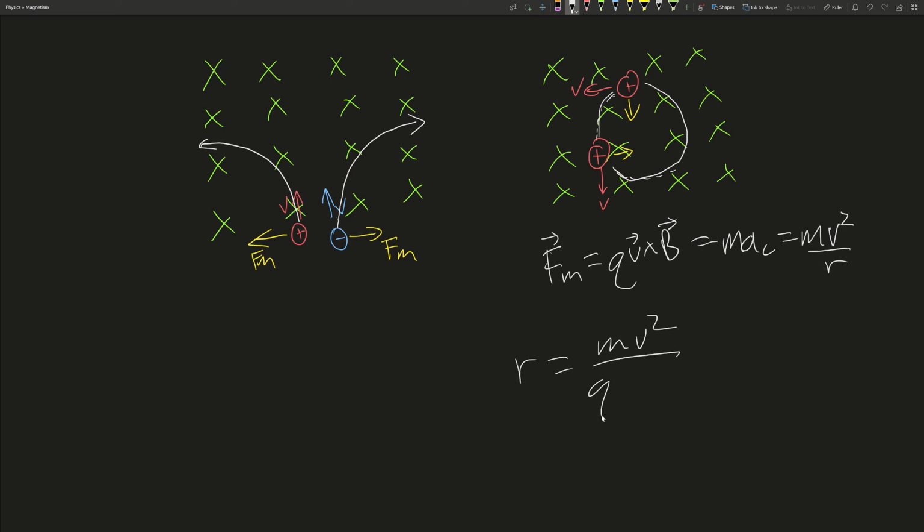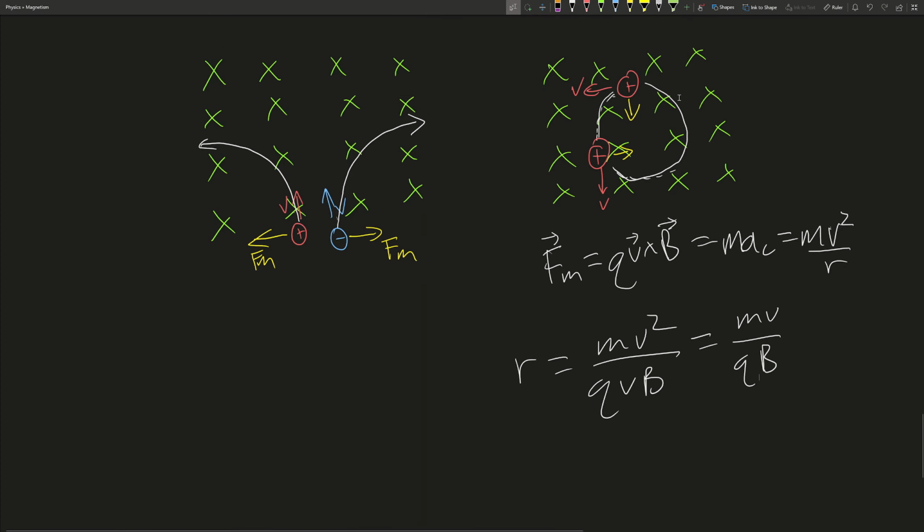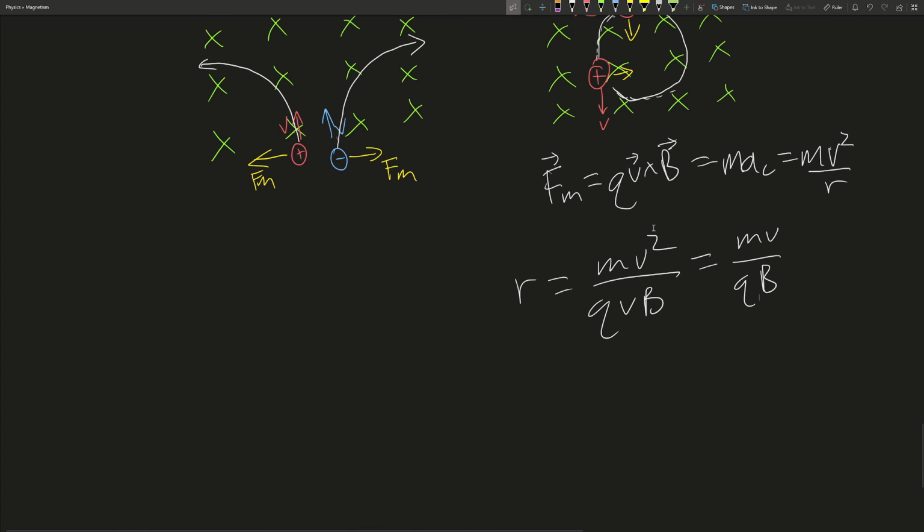So now if we solve for r, we get that r is equal to mv squared over qvB, and we can assume that in this scenario v and B are directly perpendicular, so that means that sine theta is equal to 1. And so what this gives us is that r is equal to mv over qB. And so we can solve for the radius of the circle traveled by a charge in a constant magnetic field through this equation. Now if the charge is negative, it would travel in the opposite direction, but it would still have the same radius since none of the magnitudes have changed.